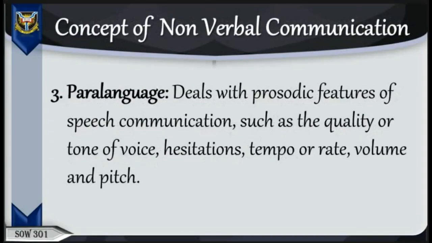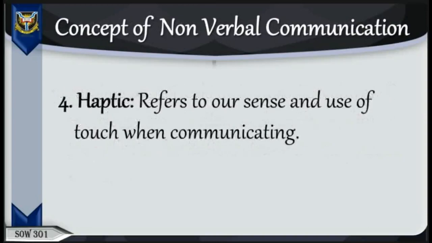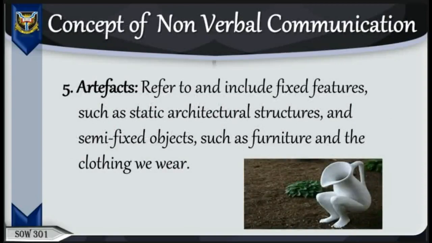4. Paralanguage deals with prosodic features of speech communication, such as the quality or tone of voice, hesitations, tempo or rate, volume and pitch. 5. Haptic refers to our sense and use of touch when communicating. 6. Artifacts refer to and include fixed features such as static architectural structures and semi-fixed objects such as furniture and the clothing we wear.